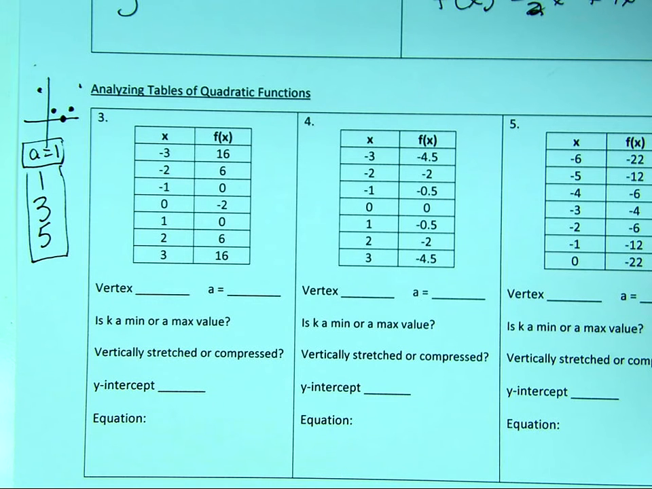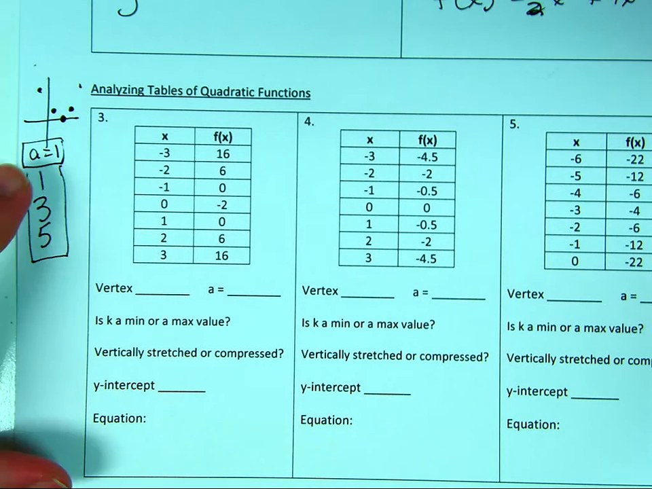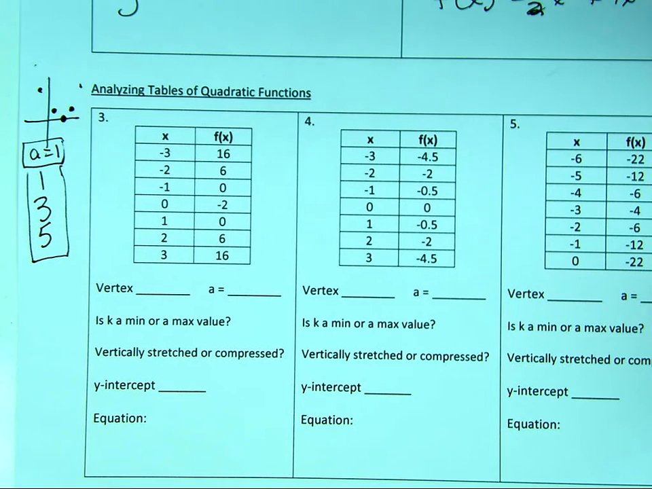If it was doubled, like a 2, 6, 10, we'd know it was A was 2. If it was halved, like a half, 3 halves, or 1 1/2, 5 halves, or 2 1/2, we would know it was 1/2. If it was 3, 9, and 15, we would know it was A was 3. So you need to remember that pattern.